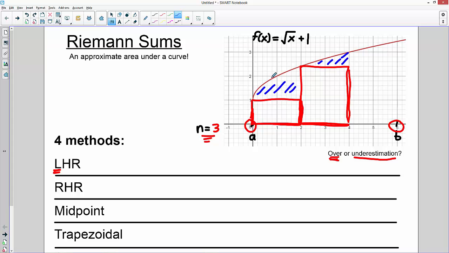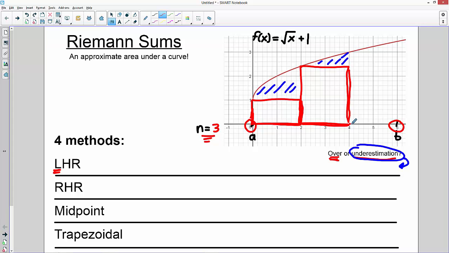So for this red function here, this radical x plus 1 function, it's an increasing function, right? It's increasing as we move to the right. So if we do left-hand rule, that's always going to be an underestimation, okay? So for this one, it's going to be an underestimation. When I do right-hand rule, you'll see that it will be an overestimation. But that's because the function is increasing over the entire interval from A to B.